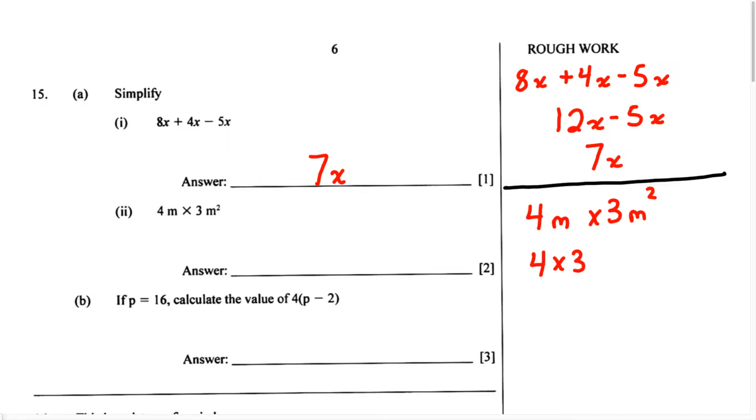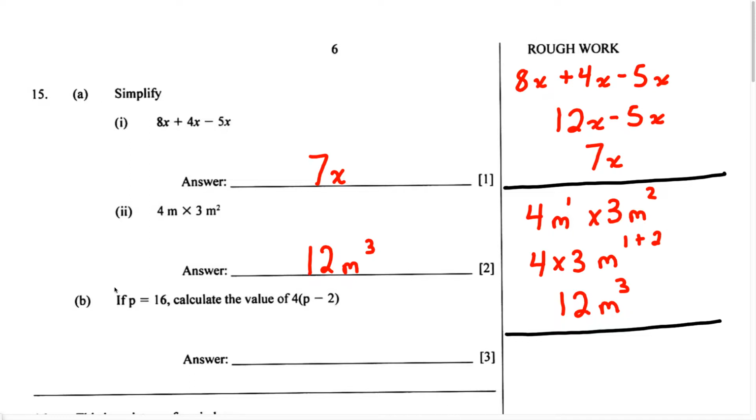We're going to write back the variable and add the exponents. Even though we don't see any exponent in this situation, it's always going to have an exponent of 1. So we can say 1 plus this exponent, which is 2. 4 times 3 is going to give us 12. We're going to write back the variable, which is m, and 1 plus 2 equals 3. Therefore, 4m times 3m squared equals 12m cubed.